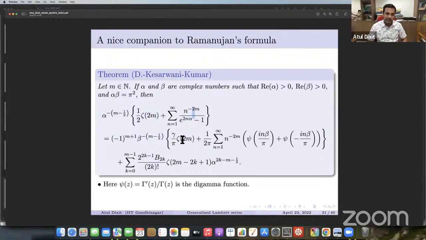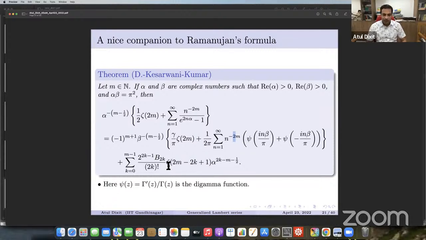But on the right-hand side, it doesn't give me back this Lambert series. Instead, it gives me this particular infinite sum over digamma functions, something which are very important functions due to Zagier. Don Zagier has worked on something he calls Herglotz functions. So these are higher Herglotz functions because they have n to the power of some number which is greater than 1. But this is a companion to Ramanujan's formula.